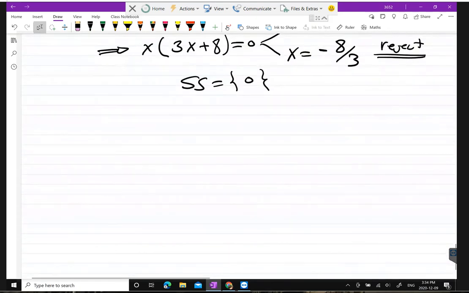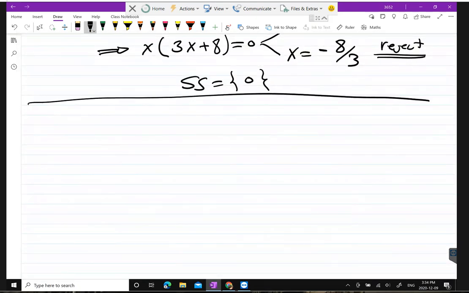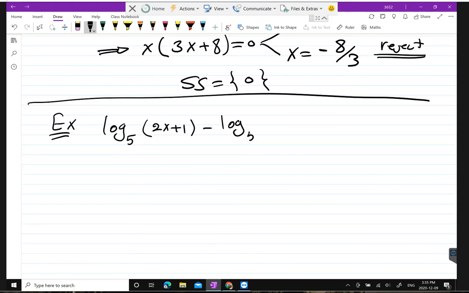And let's go through the second example. Next example. Again, the same story. Solve the following equation for x. I want to solve this one: log base 5 of 2x plus 1 minus log base 5 of x minus 1 is equal to 1.